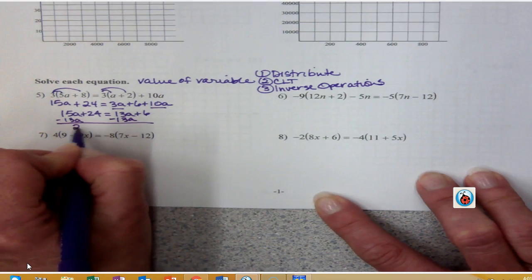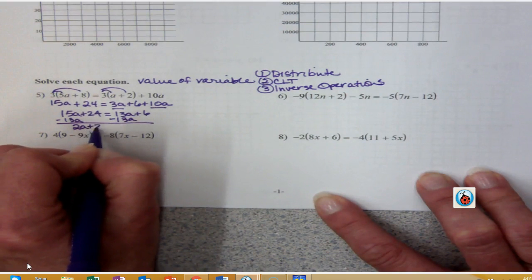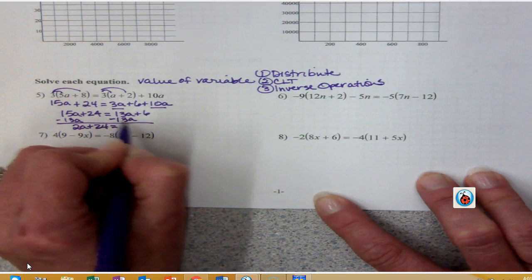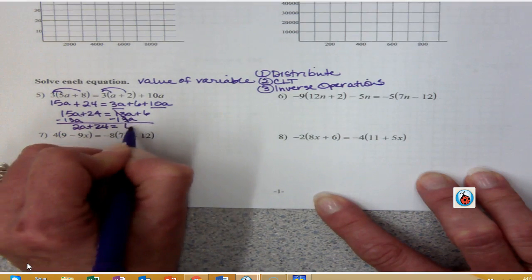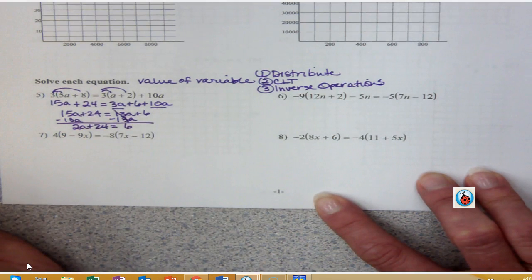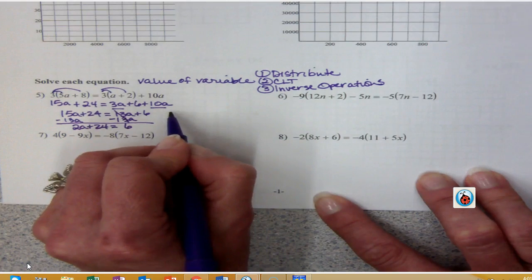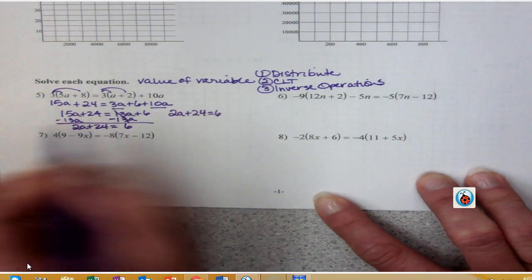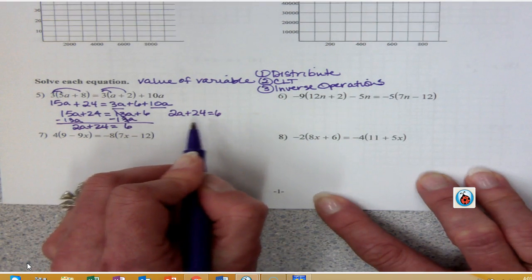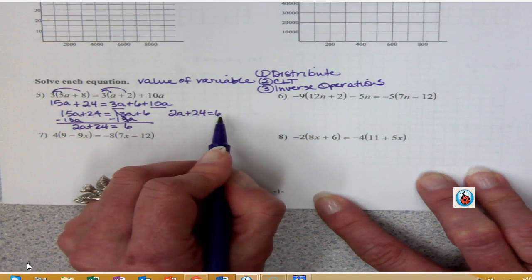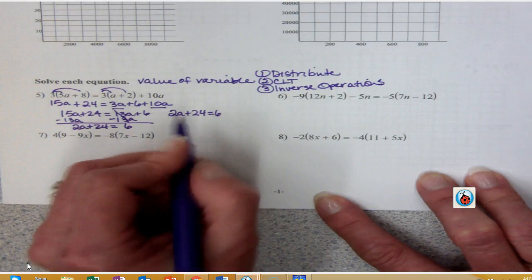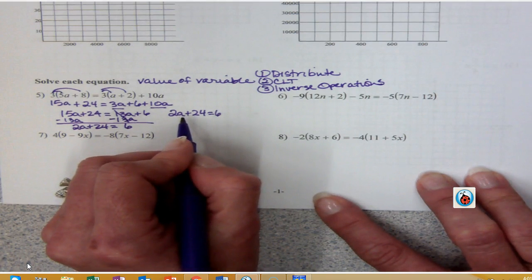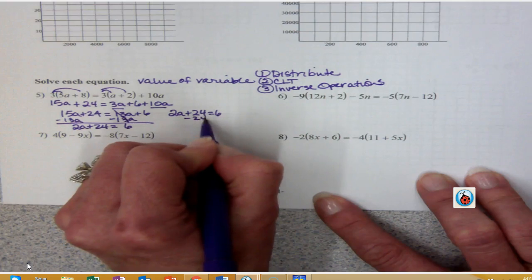And I get 2a plus 24 equals. These cancel each other out, and I'm left with 6 on that side. Then, if I move that up here, 2a plus 24 equals 6. Now, I need to get rid of this 24 and move it to this side of the equal sign, because I want to get my a by itself. So I subtract 24.